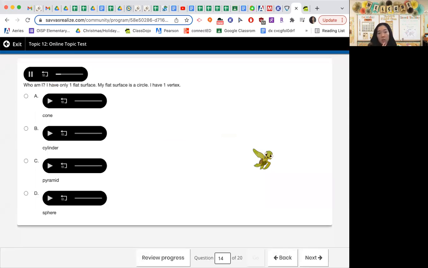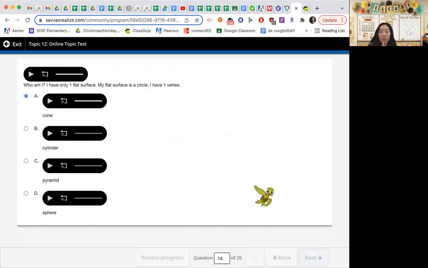Number 14, who am I? I have only 1 flat surface. My flat surface is a circle. I have 1 vertex. Cone. A cone. The reason why it's not a cylinder is because cylinders have 2 flat surfaces and 0 vertices. A cone has 1 vertex, it's like a point, and then it has 1 flat surface of the circle.